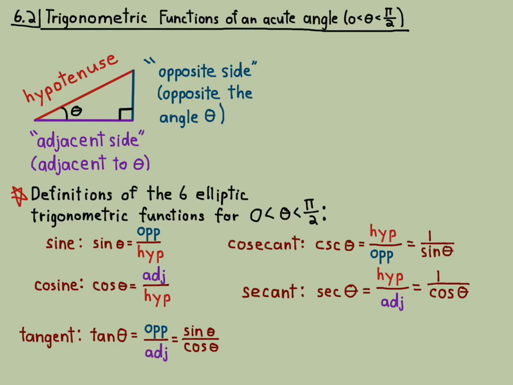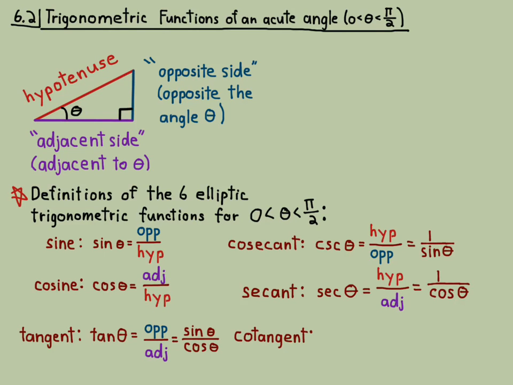Okay, so secant, sec, is abbreviated. Secant of theta, so secant is the name of the function here. Secant of theta is hypotenuse over adjacent, which is 1 over the cosine of theta. So notice cosecant is 1 over sine theta. Secant is 1 over cosine theta. So the reciprocal of one is the other, and vice versa.